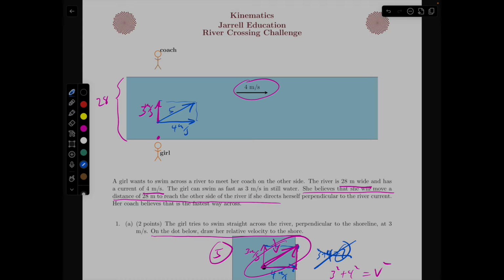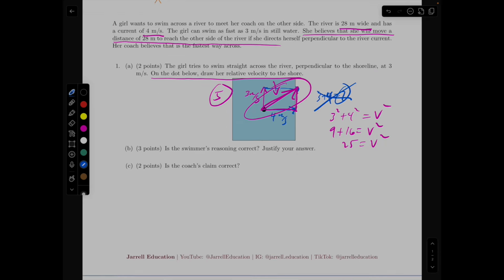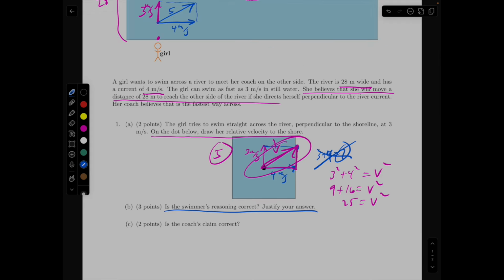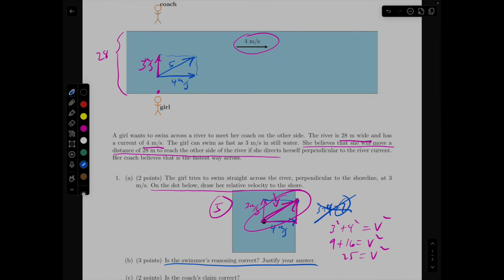Okay, so then the question becomes, where's she going to land down at the other side of that river? So let's talk about B. Is the swimmer's reasoning correct? No, she's not correct. She's not going to move 28 meters. She's actually going to end up getting directed down this way, and she's going to land down there. So this distance that she moves is actually going to be longer than 28 meters.